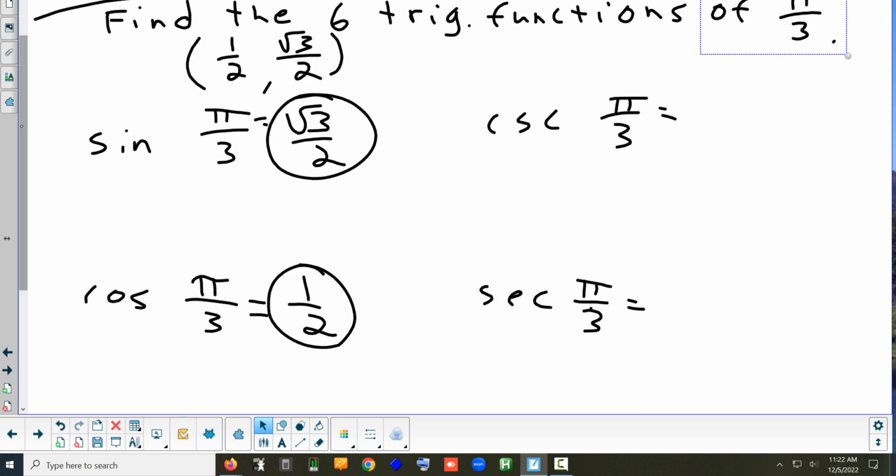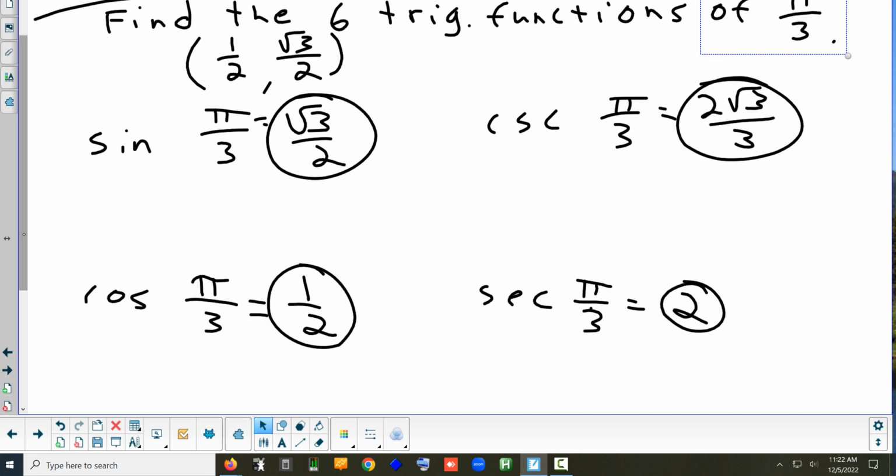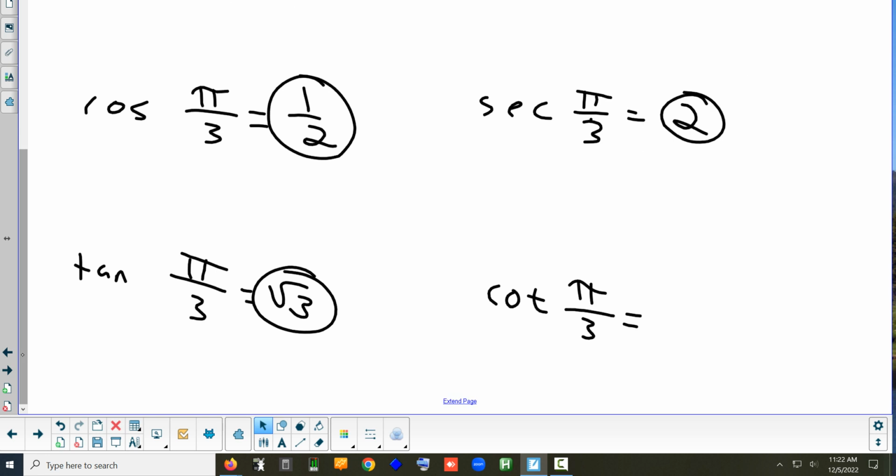Okay, how about your cosecant? Oh, wait, no. 2 root 3 over 3, right? You just take that and flip it. How about our secant? 2. And what about the cotangent? If you're not sure if that's a fraction, just think of it that way. Square root of 3 divided by 3.